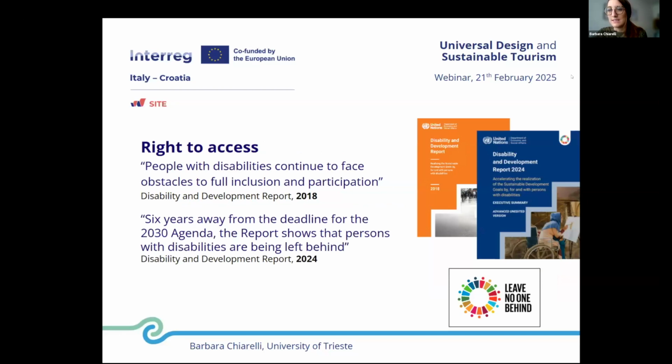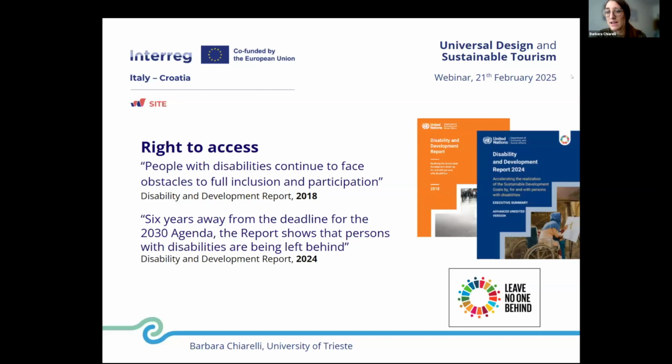Despite the progress made in recent years, we know that one of the most excluded categories is still that of people with disabilities. I want to show these two really interesting documents edited by the United Nations to examine disability and the Sustainable Development Goals at the global level, in particular the second one from 2024. Six years away from the deadline for the agenda, the Disability and Development Report shows that persons with disabilities are being left behind. I thought leave no one behind is the SDGs slogan. And the way things are going, the world will not achieve the SDGs by, for, and with persons with disabilities by 2030.